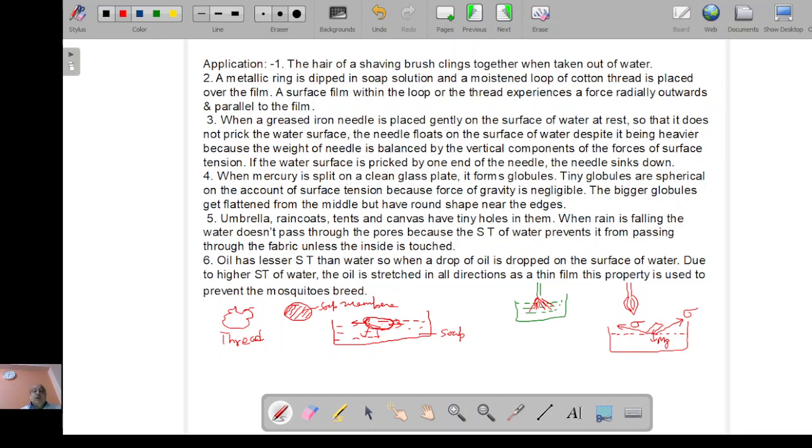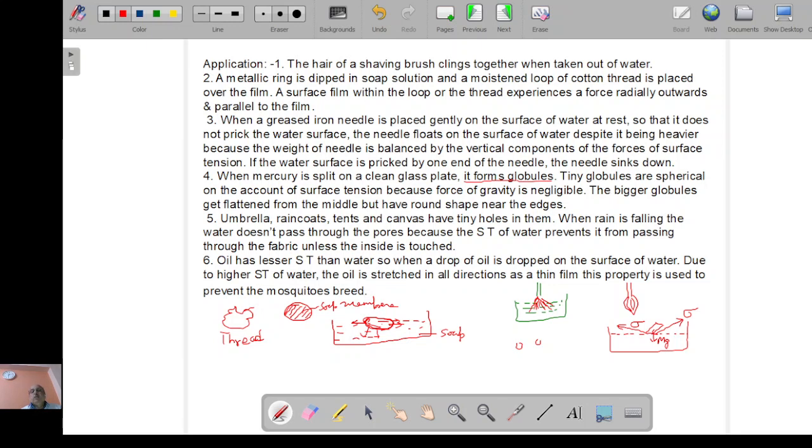In the same way, when mercury is spilt on a surface, the mercury comes in the form of globules, the small droplet type. The tiny globules are spherical because of the surface tension, and as they are very tiny, gravity is negligible.